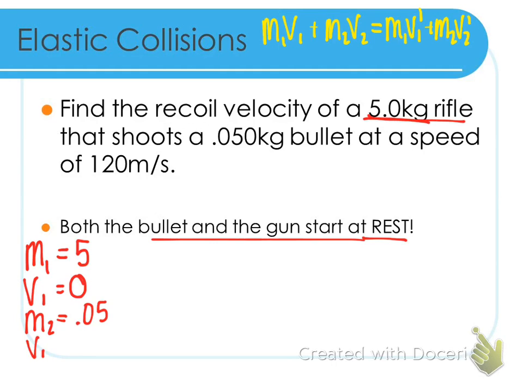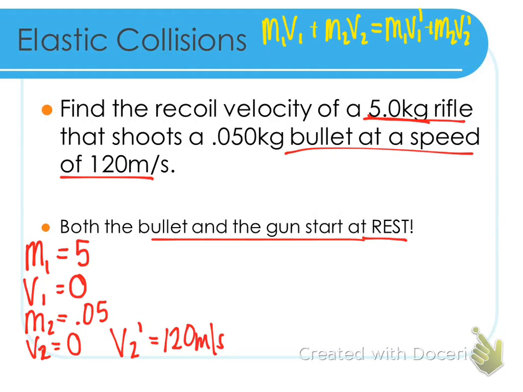And we also know that it starts at rest, so V sub 2 is equal to 0. There's one other thing that we do know, and that's that the bullet leaves the gun at a speed of 120 meters per second. So that means V sub 2 prime is equal to 120 meters per second. We consider that to be the positive direction, whatever direction the bullet's leaving at. So that means the recoil velocity, or the kickback velocity, that we're going to try to solve for should be negative, right? They're going to come back in opposite directions. But we'll see what the math tells us here.